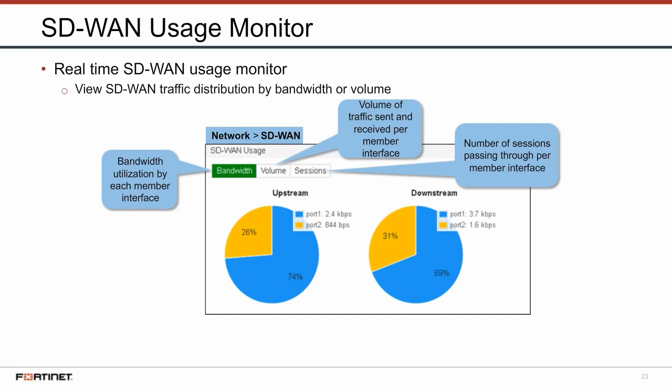You can use the SD-WAN usage monitor to view traffic distribution between the member interfaces based on bandwidth or volume. The volume view gives a better representation of the traffic sent and received across all the member interfaces, whereas the bandwidth view shows you how much bandwidth each interface is using as a result of the sessions passing through them. The Sessions view shows number of sessions passing through per each interface.